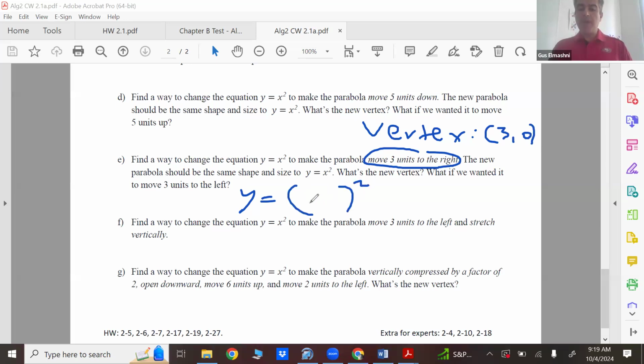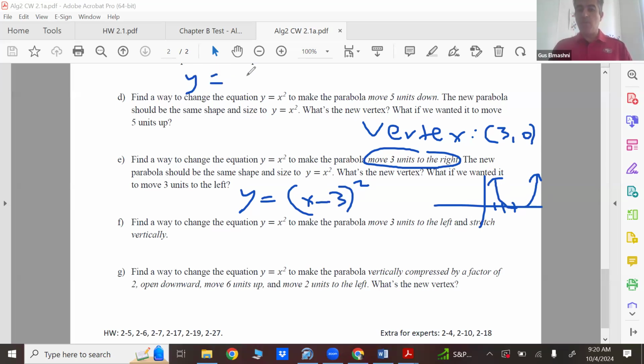What do you think I'm going to put inside this parentheses here? If I want my vertex to be here now, so 1, 2, 3, I want my graph to look like this, right? What do you think I'm putting inside that parentheses? X plus 3, x minus 3? Yeah, exactly. Because that makes sense.